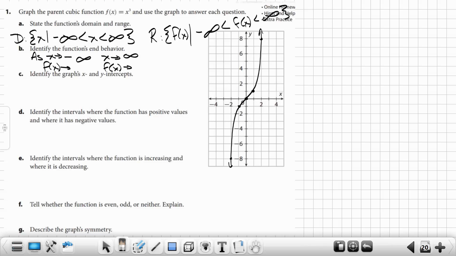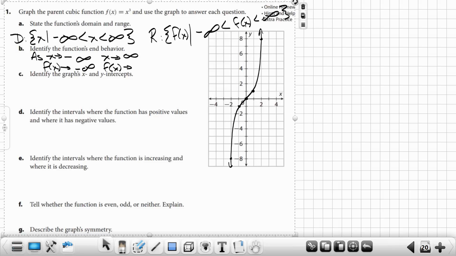All right. So as I go left, it goes down. A lot of people got that wrong on the quiz. As I go left, that's as x approaches negative infinity. What's going on? It's going down. So it's going to negative infinity. As x goes to positive infinity, it goes up.